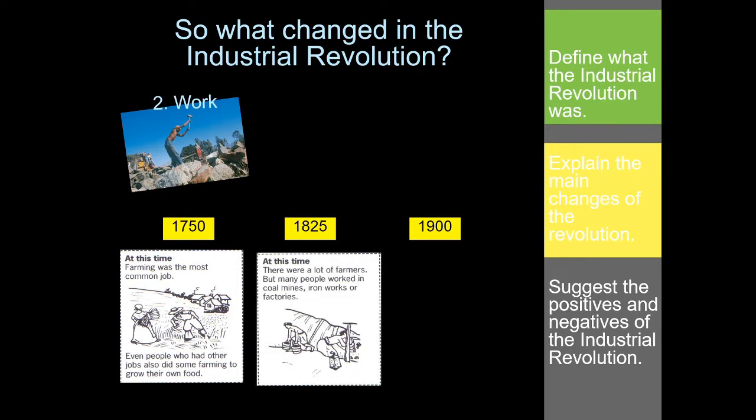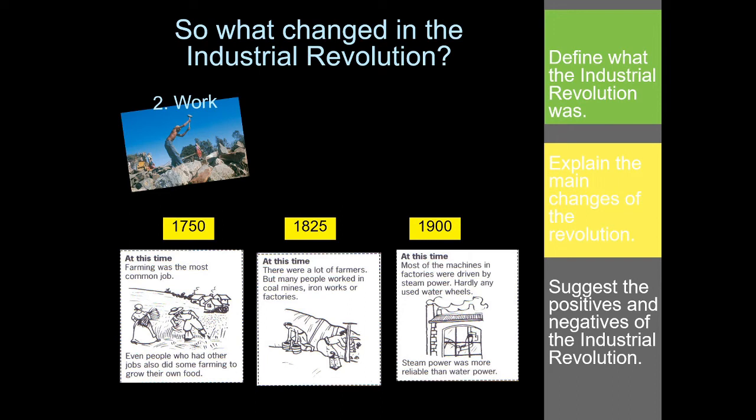By 1825, there were a lot of farmers, but many people worked in coal mines and ironworks and factories. So you can see factories starting to take off. People's jobs changed. People would work in factories or in coal mines or in ironworks, and then they would use the money they got paid in wages there to buy food for themselves. And about 50% of people lived in large towns by 1825.